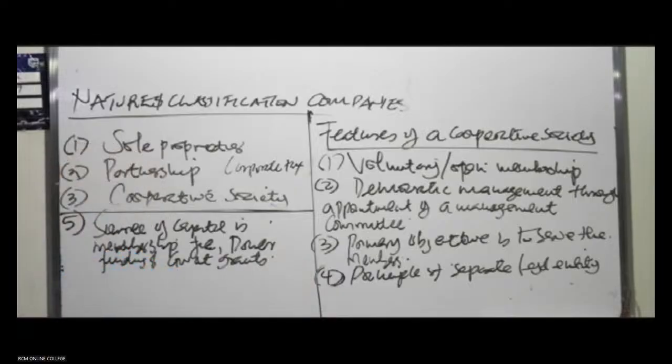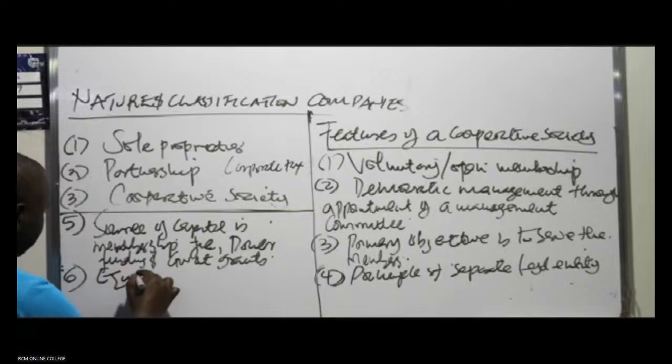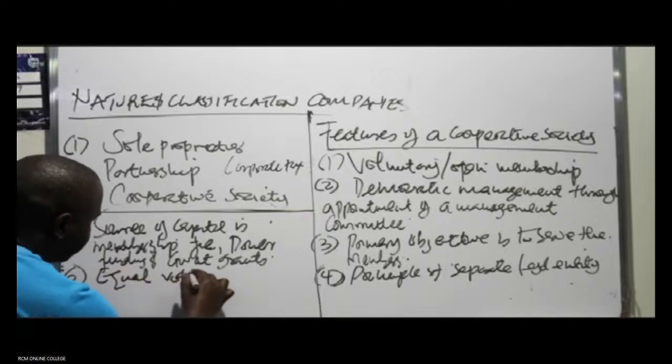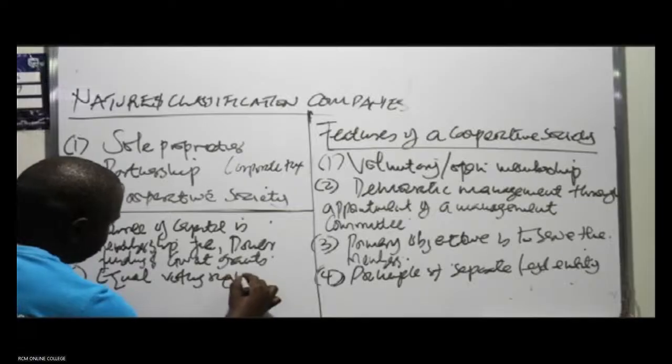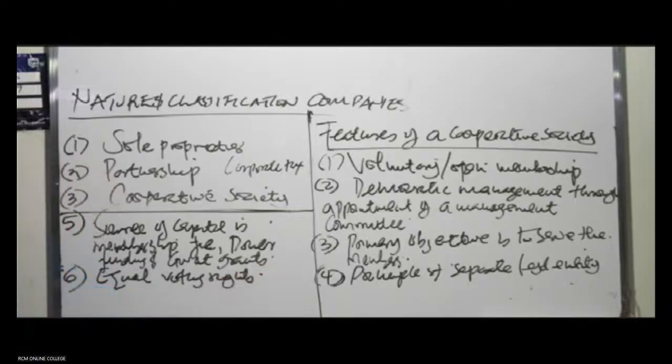So what else do we have? Equal voting rights. So equal voting rights is correct. One member, one vote.